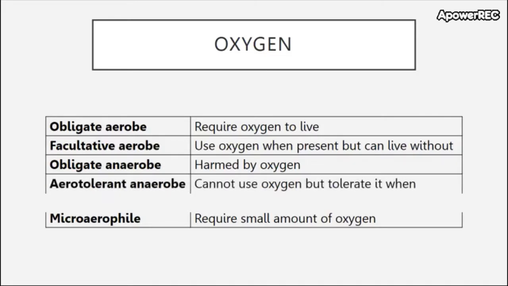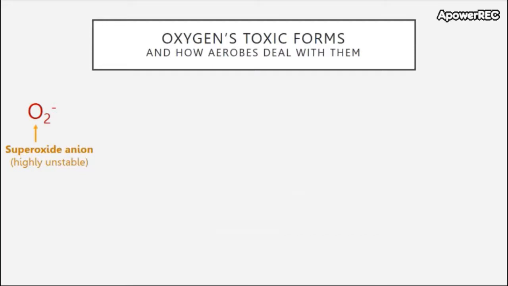And now we have aerotolerant anaerobes. It can be easy to confuse aerotolerance with microaerophiles, but the difference is that aerotolerant microbes, or aerotolerant anaerobes, cannot use oxygen, but they can tolerate it when it is present. So remember, microaerophiles require a small amount of oxygen. So we'll see this later on in how they grow in tubes. But first, let's discuss what's the issue with oxygen.